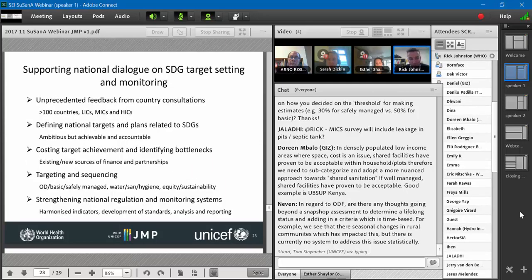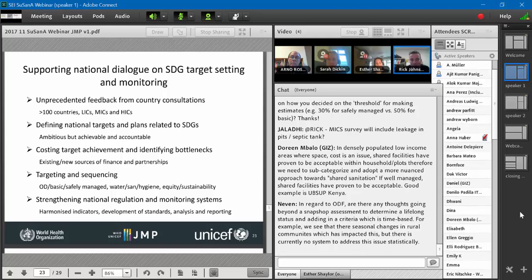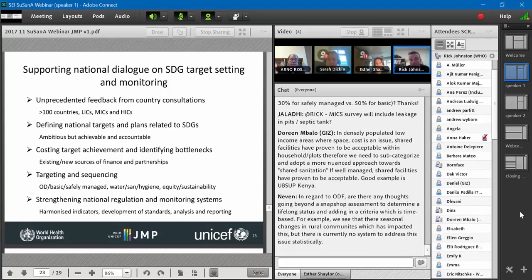So we've had really unprecedented level of feedback on these SDG indicators. We had consultations throughout the beginning of 2017, and we had detailed feedback from over 100 countries. And this is not just low-income countries. This is middle-income countries and high-income countries. These targets and these indicators are relevant for all countries. It's a universal agenda. And so for the first time in a long time, countries in Europe and North America are interested to work with us to understand the progress that they're making.